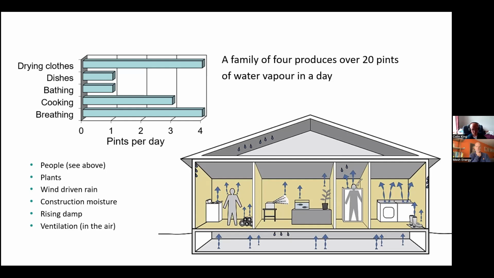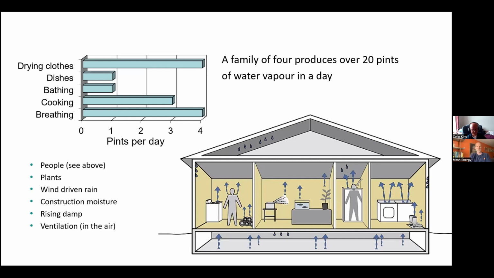But then on top of that, we've got to think about plants. We've got to think about wind-driven rain, where moisture and vapor is forced into the building. You've got the construction moisture, which is old damp. Our older buildings are damp because they've been around for 150, 200 years or more. They were built of lime and more natural materials, so they are inherently damper than more modern cementitious construction buildings. There is the issue of rising damp because of a lack of maintenance or otherwise, and then inadequate ventilation. So even in the ideal world, we're still having to deal as a design issue with over 20 pints of vapor in a family of 4.